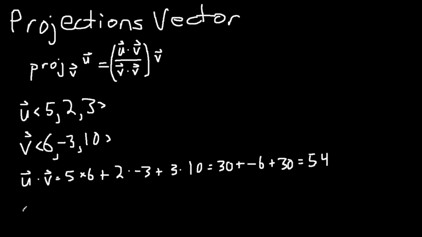So we have u dot v now. We have to find v dot v. So v dot v is 6 times 6 plus 3 times negative 3, which is just 3 times 3, because the number will turn positive, and 10 times 10. So this is 36 plus 9 plus 100 is 145.